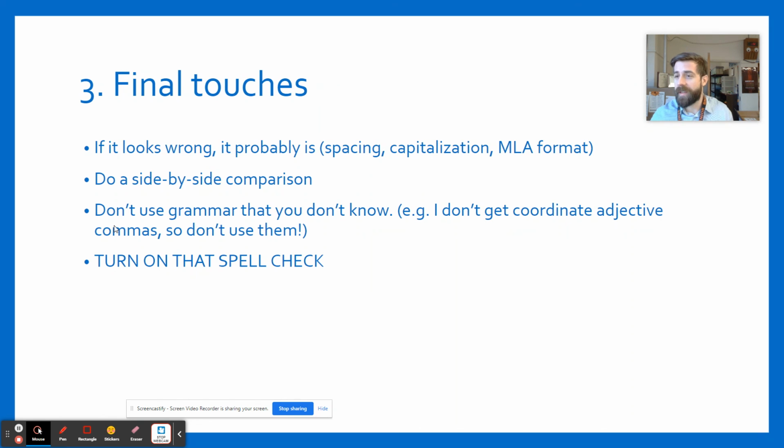Another thing you might want to think about is don't use grammar that you don't know. If you're like, I'm not really sure how to use a semicolon, don't use semicolons. Restructure your sentences so you don't have to use grammar ideas that you're not totally familiar with. And then make sure you're turning on spell check. You're literally sitting at a Google machine. There's no reason why you should get any word misspelled here. Give yourself time to do that.